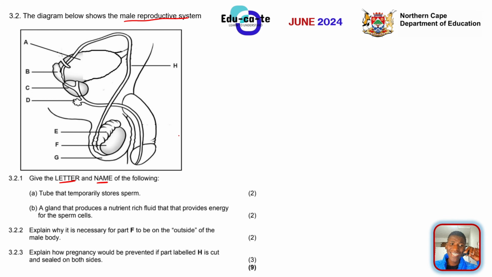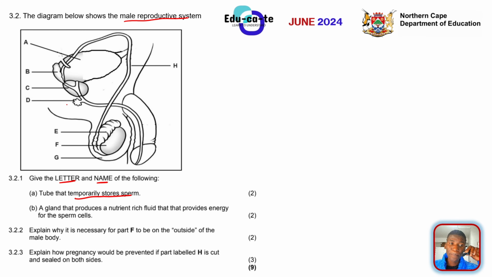So now they want a letter and a name of the following, which is the first one, a tube that temporarily stores sperm. Remember that sperm cells are temporarily stored in the epididymis of the male reproductive system. So the epididymis is that small tube, and it stores sperm cells, or they can say spermatids. It's basically the same, but it stores sperm cells until they are mature.